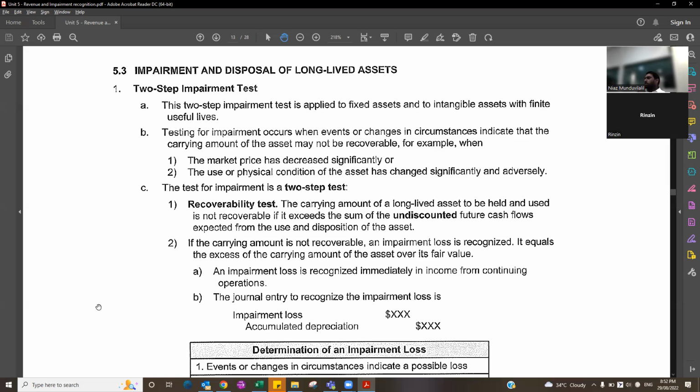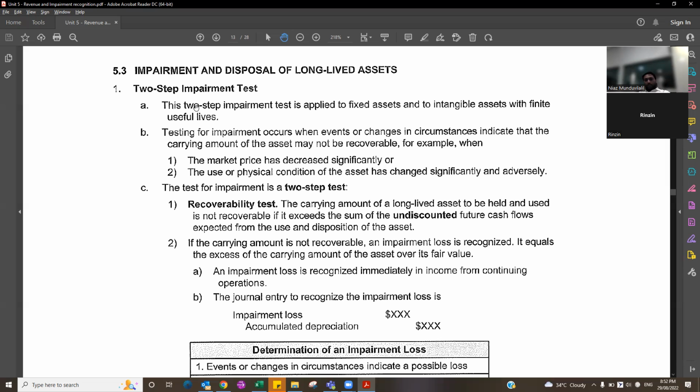You bought it for 100,000, you provide 20% depreciation. So first year, 80,000 is the value you're showing in your books. But for this particular machine, in the market, it is only 70,000. Or with this particular machine, you can generate only an income of 70,000. Then definitely the value of this machine is below what you have shown in your books. So you have to recognize a loss. So this difference is called the impairment loss. Clear?